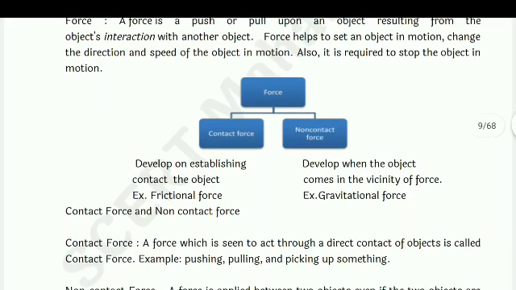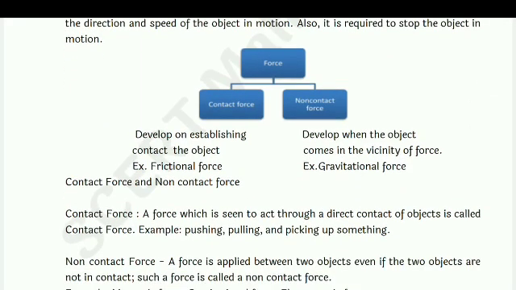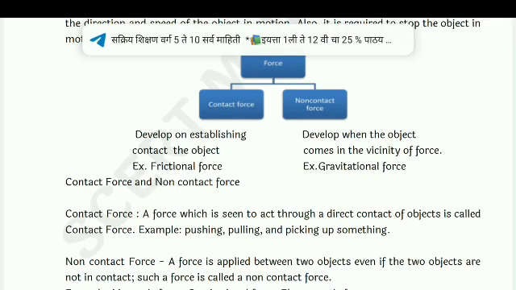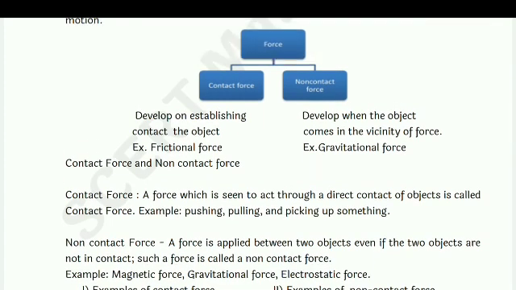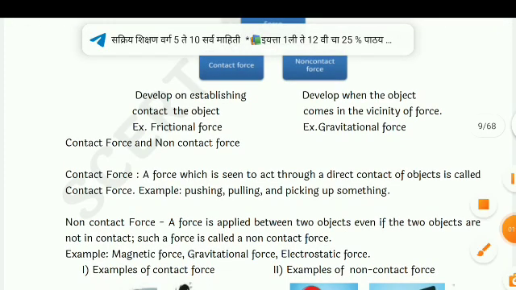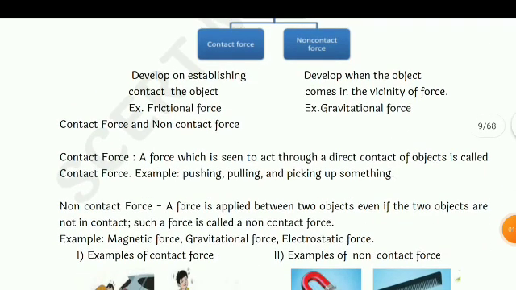Contact force develops on establishing contact between objects, for example frictional force, as in daily use a person slipping on a banana peel. Non-contact force develops when an object comes in the vicinity of a force. Example: gravitational force, the earth revolves around the sun because of gravitational force. Contact force and non-contact force.